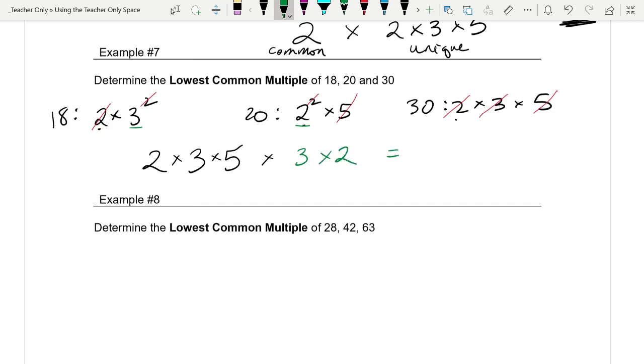Now I have to multiply all that together. Let's see, is there an easy way to do it? Yeah, do the 2 times the 5 first. Or actually, do the 2 times the 5 last, because it's easy to times a number by 10. Just slap a 0 on it, right? So it's going to be 3 times 3 times 2. So that's 18 times a 10.